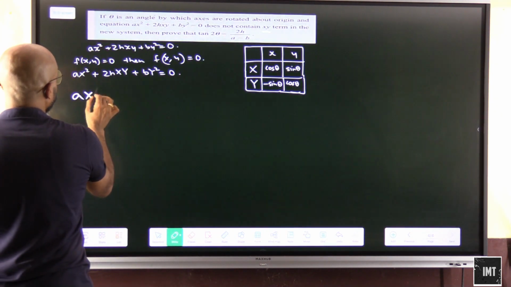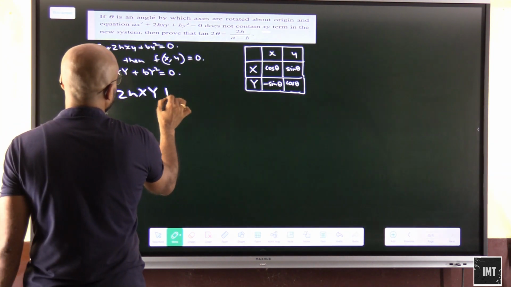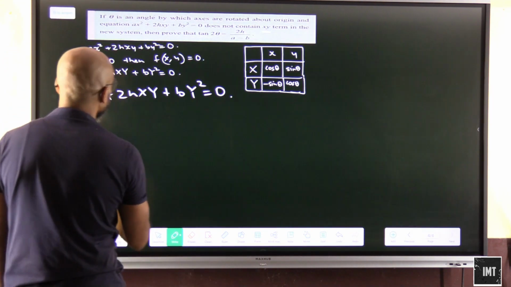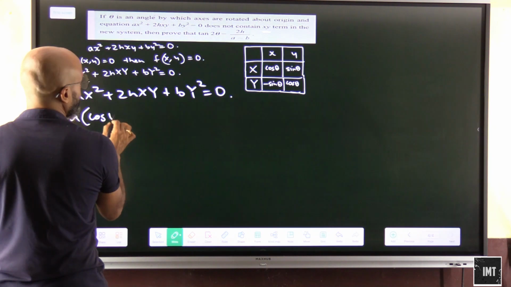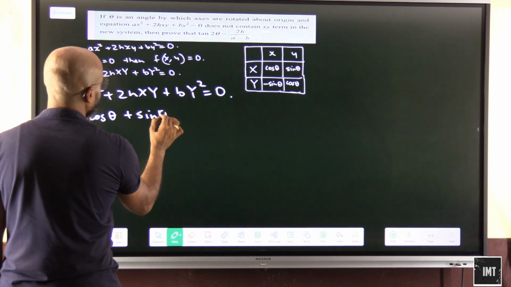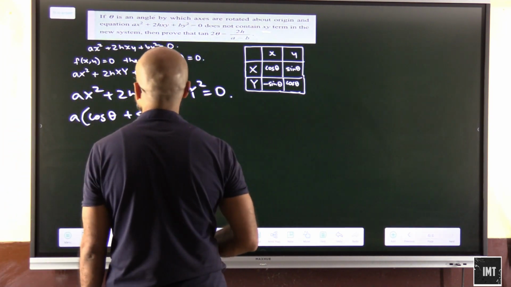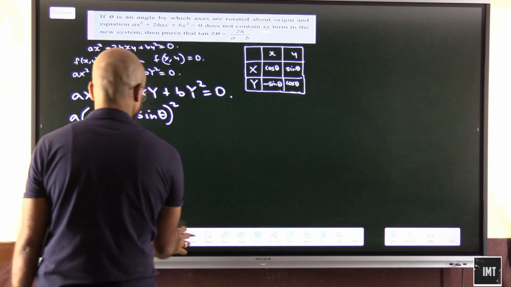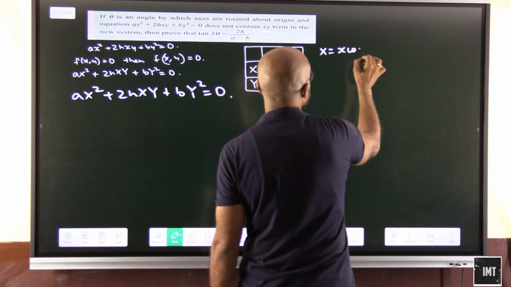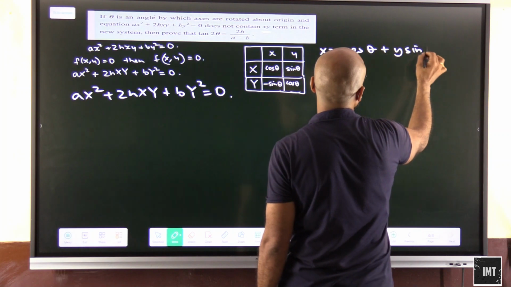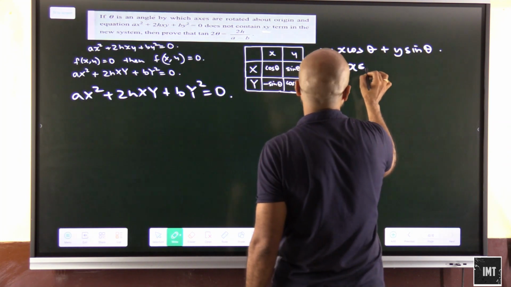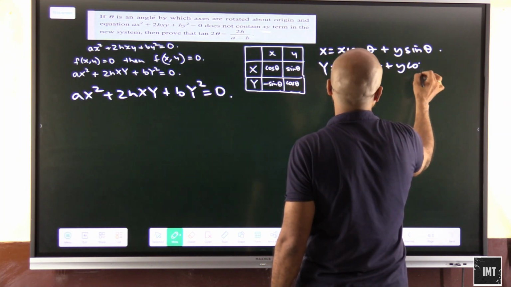Okay, ax square plus 2hxy plus by square is equal to 0. We can put this as a times (x cos theta plus y sin theta) square. Here we have x is equal to x cos theta plus y sin theta, and y is equal to minus x sin theta plus y cos theta.